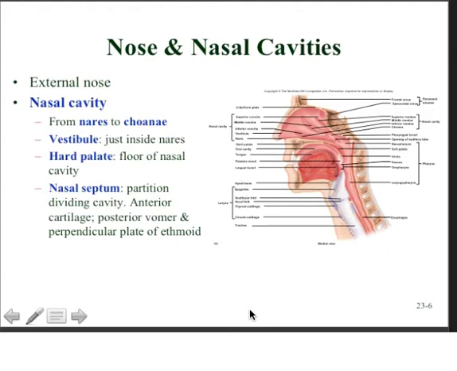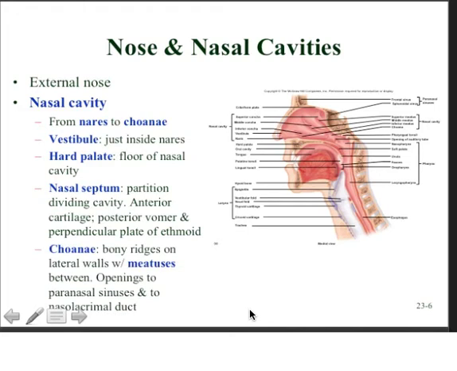It's made of, of course, the superior aspect of the perpendicular plate of the ethmoid bone and the inferior aspect of the septum from the vomer. The conchae are bony ridges on the lateral walls with meatuses between the openings. And this is designed to allow the air to swirl, to moisturize, and to filter before it ends up getting into the lungs. Openings to the paranasal sinuses and to the nasolacrimal duct are also found here.